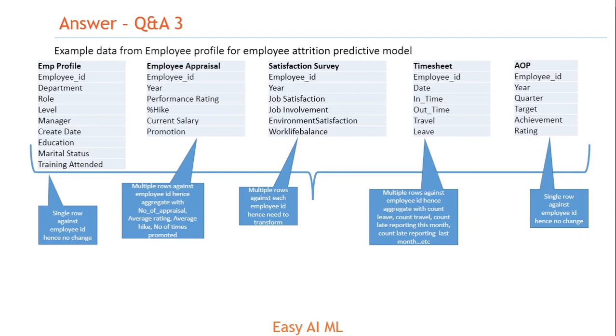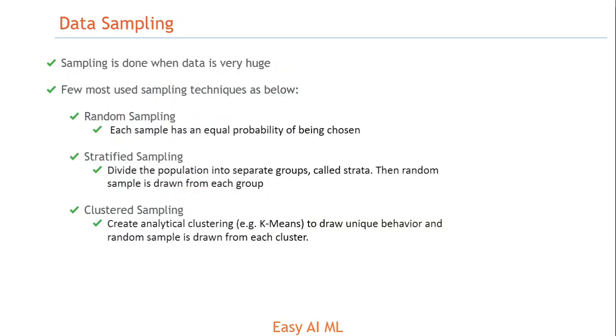Now, after we transform each and every data set, we can very easily join these tables. And now we will have the ABT, where one column will have employee ID and all the other columns will have different information which could act as my independent variables. So moving next, let us understand data sampling. Sampling is done when data is very huge.